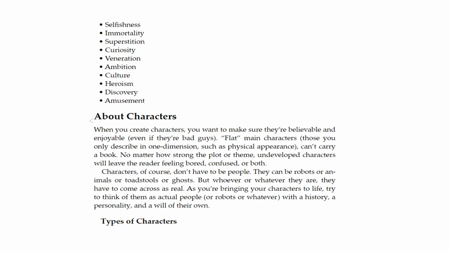Characters, of course, don't have to be people. They can be robots, AI, or animals, or toadstools, or ghosts. A toadstool is like a giant mushroom. But whoever or whatever they are, they have to come across as real. They have to be believable. And as you're bringing your characters to life, try to think of them as actual people, even the toadstool or the ghost, or robots, or whatever, with a history, a personality, and a will of their own. Very important information there.